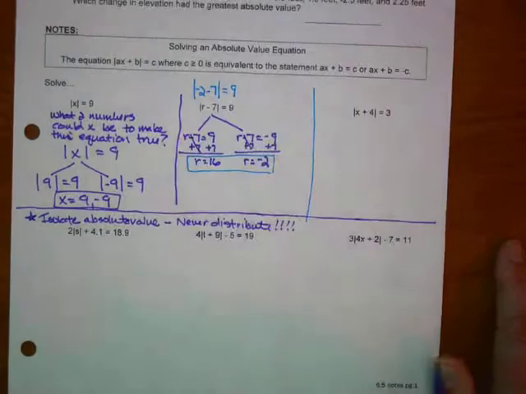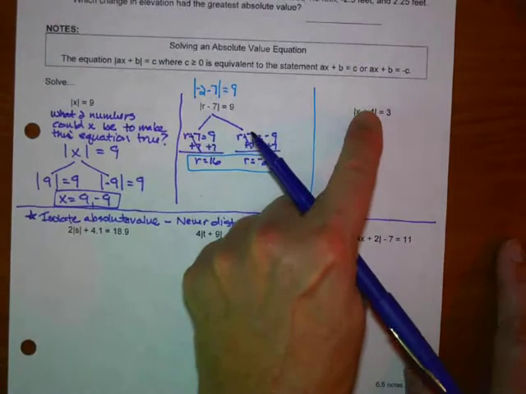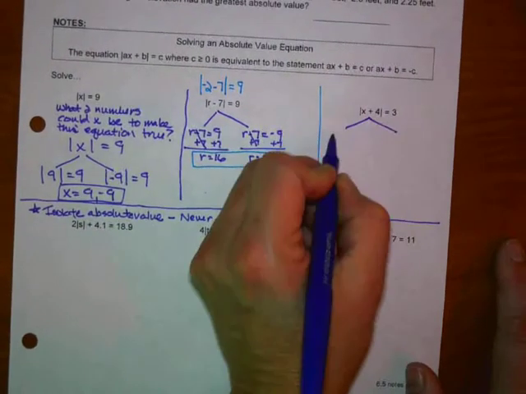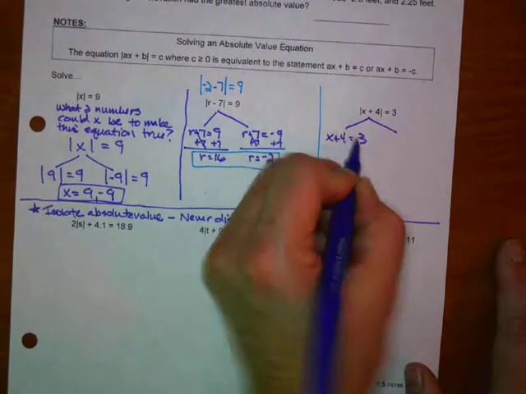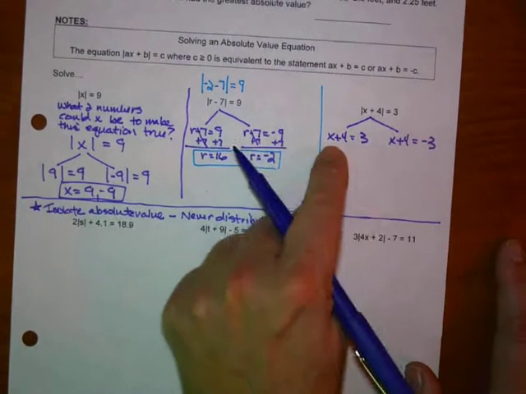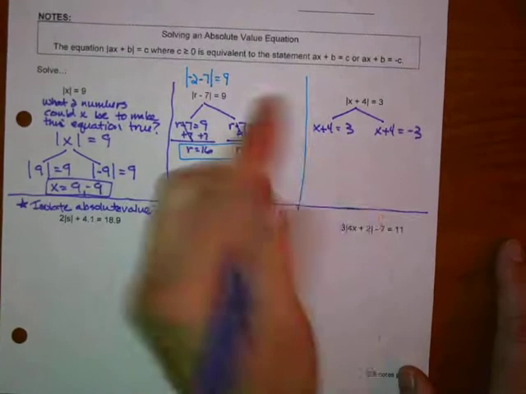All right, let's try that again. So whatever value is inside here has to be positive 3 or negative 3. So I'm going to set x plus 4 equal to 3 and x plus 4 equal to negative 3, so I can find out what two x's are going to make that happen.